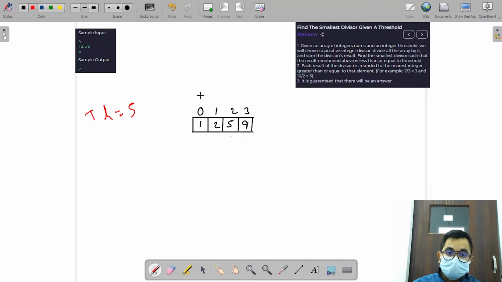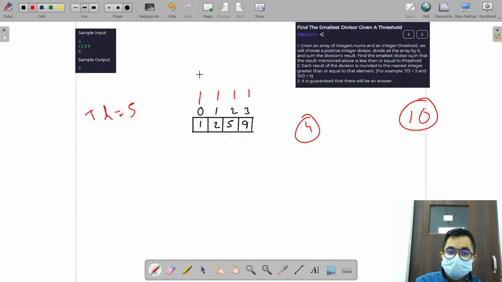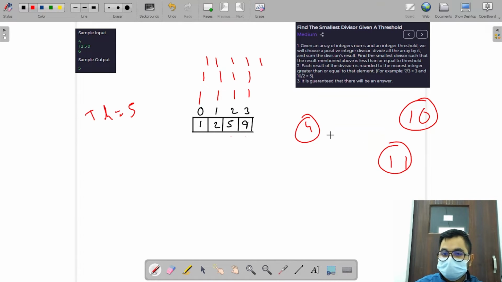Because at minimum, this will give me these values: quotient 1, quotient 1, quotient 1, and quotient 1. And minimum threshold will be 4. And even if I raise to 10, this is going to give me same result. 11, also same result. So instead of going till infinity, I will start with 9.